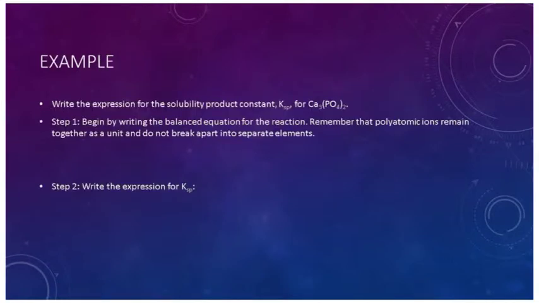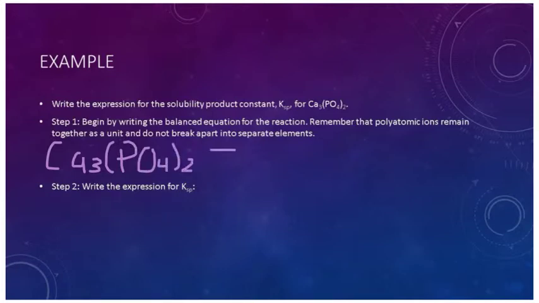All right, here's an example. Write an expression for the solubility product constant, the KSP, for Ca3(PO4)2. So first we have to begin by writing the balanced equation for the reaction. Remember, polyatomic ions remain together as a unit, so they do not break apart into separate ions. So we start with the Ca3(PO4)2, and this is breaking into ions in an equilibrium state.